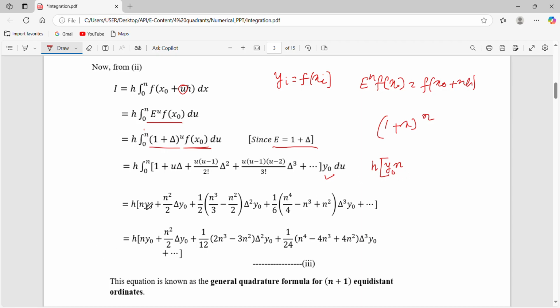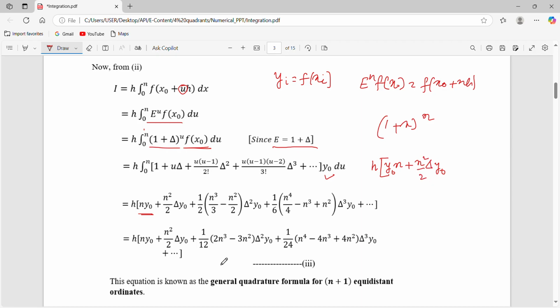So that is written here. Plus again, plus y0, no need to change since here delta is there. So delta y0, no change. So what is remaining? u du. u du means u squared by 2. So after putting the value 0 to n, it will be n squared by 2.